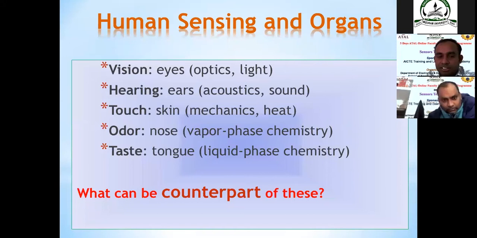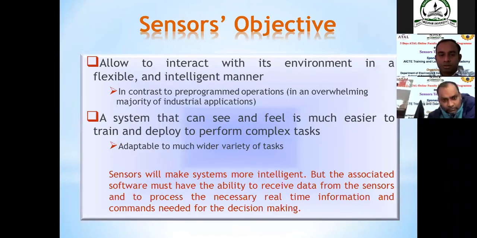So whether we can make a similar sensor or not. To understand that, we have to understand how many types of sensors there are, because to sense all the different properties we require different types of mechanisms. Our main objective will be to interact with the environment in a flexible or intelligent manner. Whatever signal we get will be extracted and given to the next application for further processing. If a system can see or feel the environment, then it can be easily trained. Like we know that robots and other machines can be easily trained whenever they can see and sense for themselves.